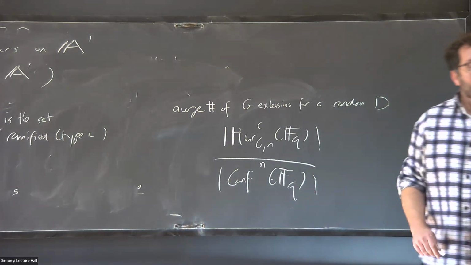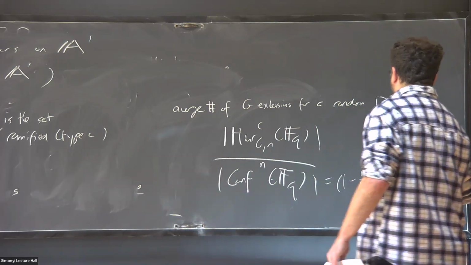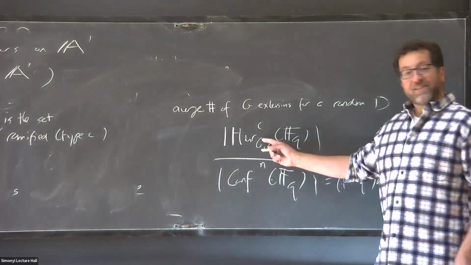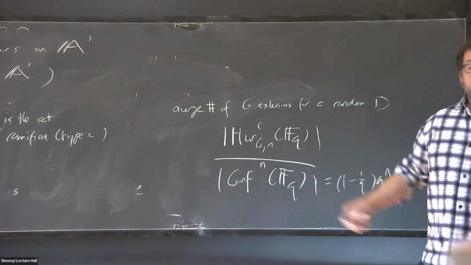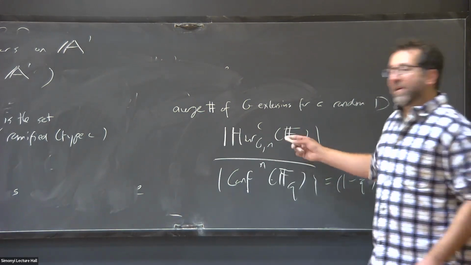That's by definition the average number of rational points on the fiber. And this is something that we know. I mean, I could say exactly what it is. It's like 1 minus 1 over q times q to the n. So we're going to ignore this as basically q to the n. So really the question is, we've turned it into a problem of algebraic geometry. How can we count rational points on this space?